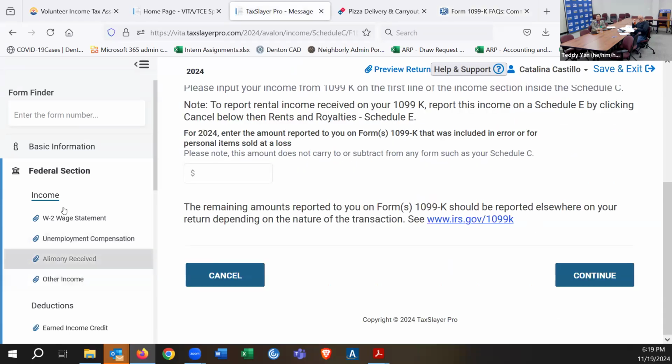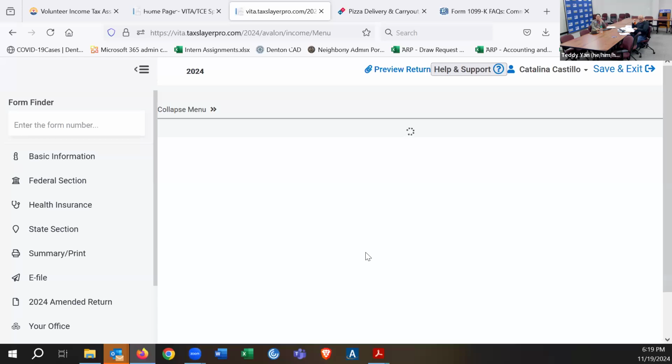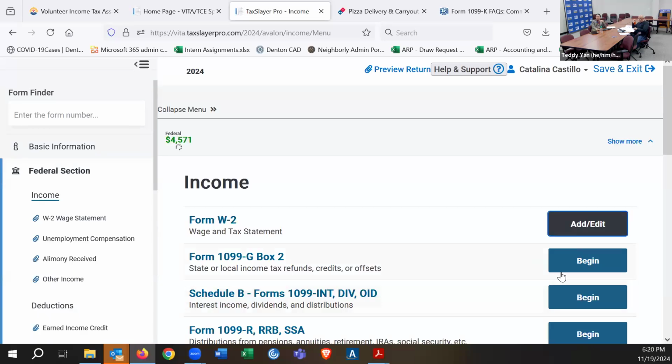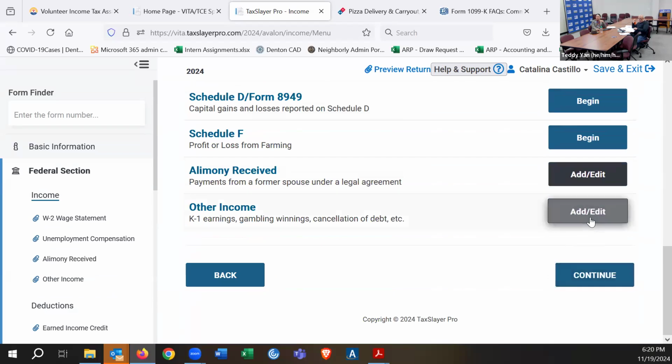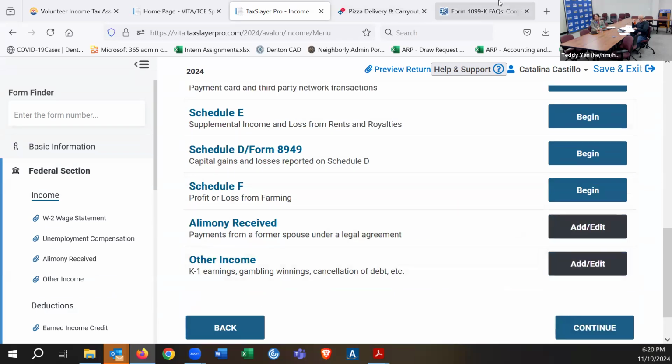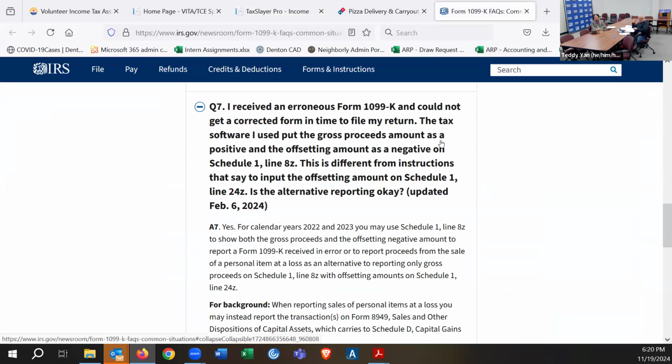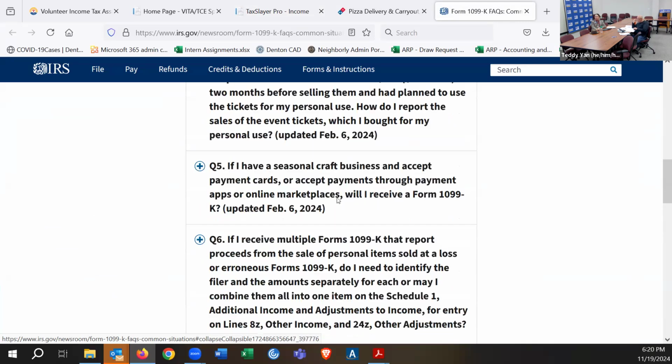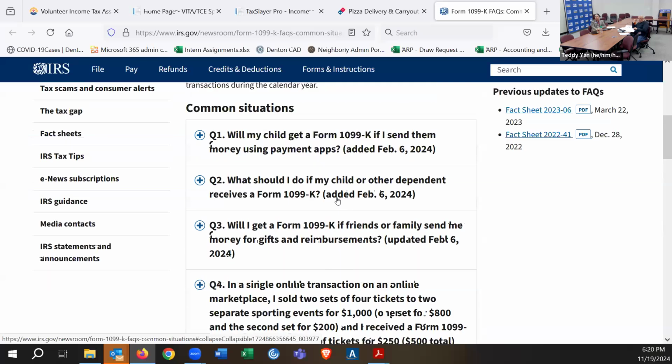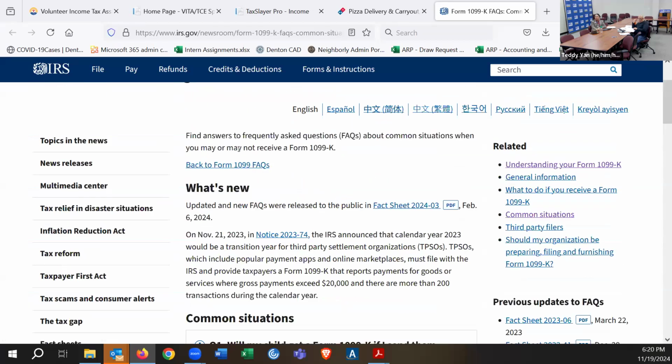So for this purpose, we would go to the income section. We would go to, hold on. Oh, okay, yeah. It's saying if the tax software does this, is it okay? Yes. Instructions explicitly say put offset amount on Schedule 1, line 24Z, which is the other adjustments. Let me go through this to make sure that they haven't swapped anything around.